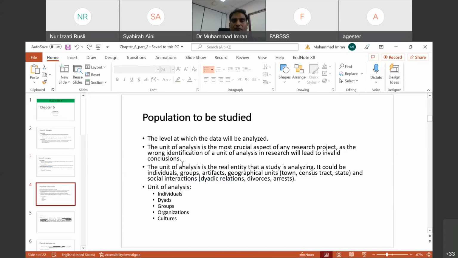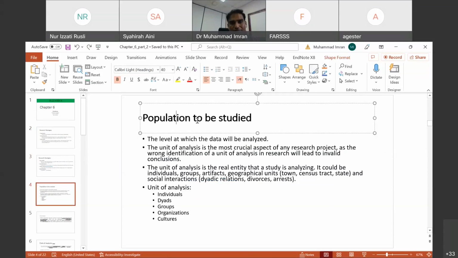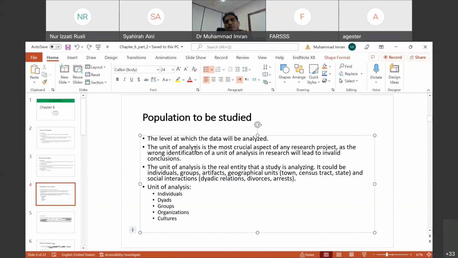Before unit of analysis, we must know about the population. What is the population? By the way, basically, I'm going to conduct the study on students of universities. I'm going to conduct research in the universities. So universities will be my population. Then the population and the sample size. Later, I will discuss the sample size with you. Let's discuss first the unit of analysis.